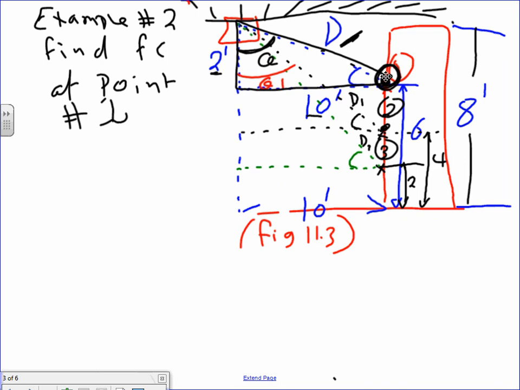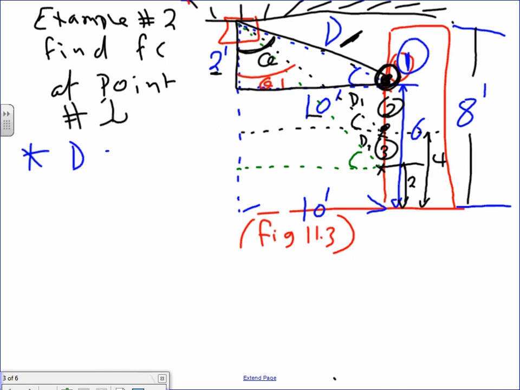Any comments, guys? Any questions about this? Where's point number 1? It's right in here. That's my point number 1. Okay. Let's go ahead and do it. The first step that you need to do, guys, is find D. Okay, so let's go ahead and find my D.